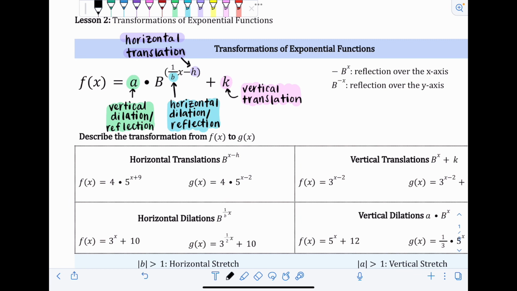Okay, and then there is a little note over here, and that's just about the reflections themselves. We wrote it in with the vertical and horizontal dilations, but if you see a negative out in front of the base, that would be a vertical reflection or reflection over the x-axis. If you see a negative up in the exponent, with the x, that would be a reflection over the y-axis or a horizontal reflection.